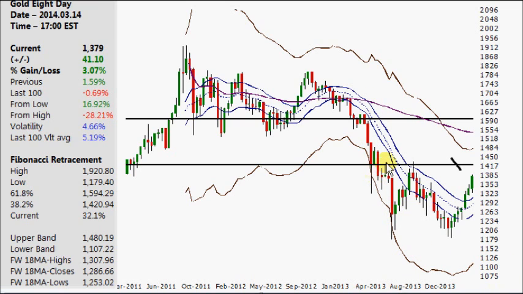Also, a move up to that level would make the pattern of a double bottom, where you go down to some point, you go up to some point, when that was 1420, back down to its previous level, and then back up to 1420. That's what I would need to see for a double bottom formation.